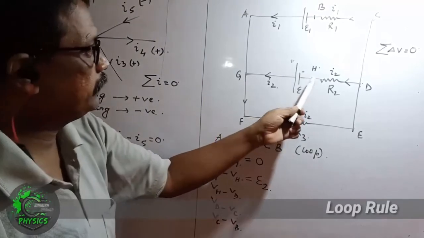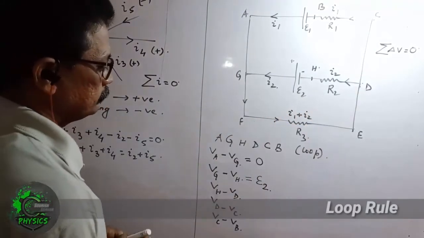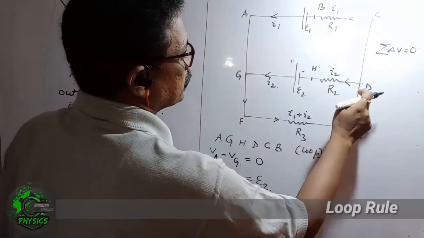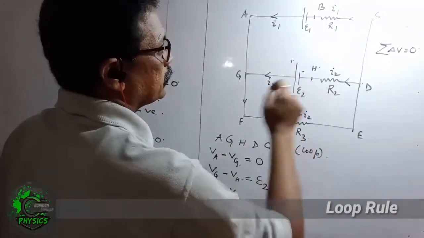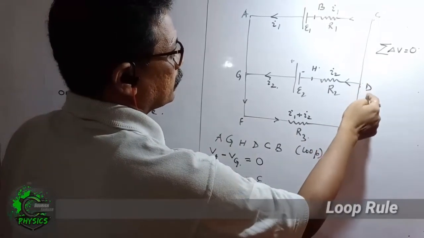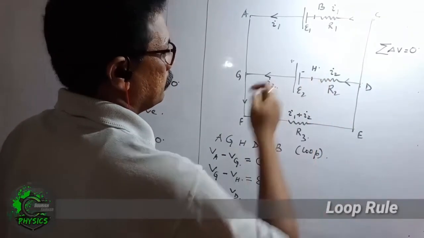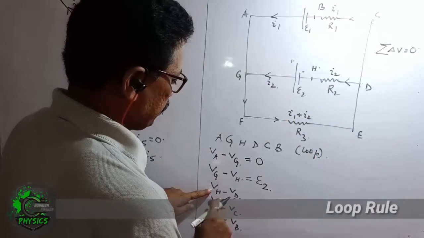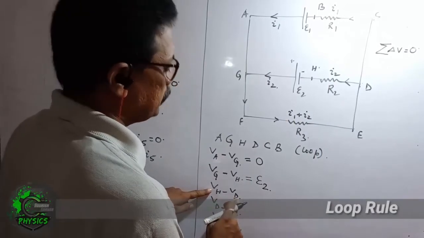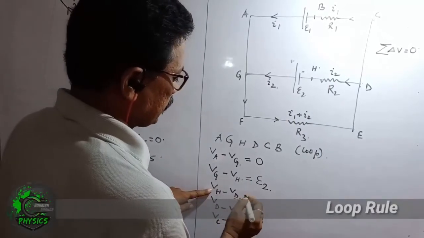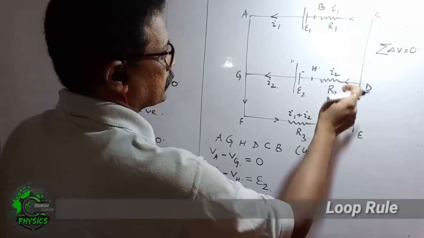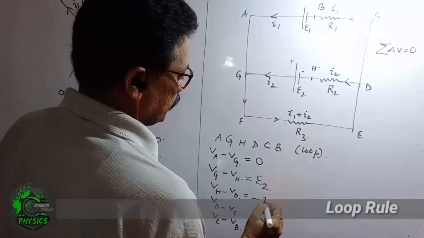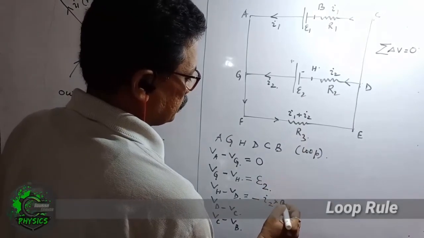Next is VH minus VD. If we see VH minus VD, the direction of the arrowhead is from D to H. So D is at higher potential, H is at lower potential. So when we calculate VH minus VD, it is lower minus higher, so its sign is negative, and the potential difference is current into resistance, so current is I2 and resistance is R2.